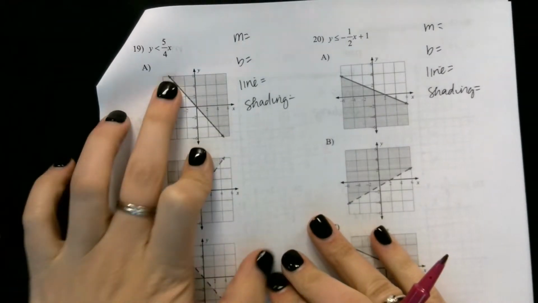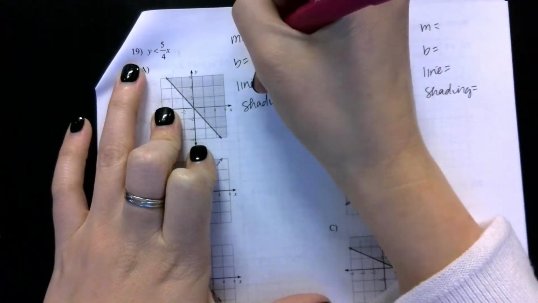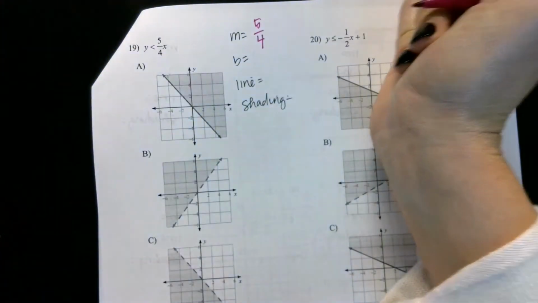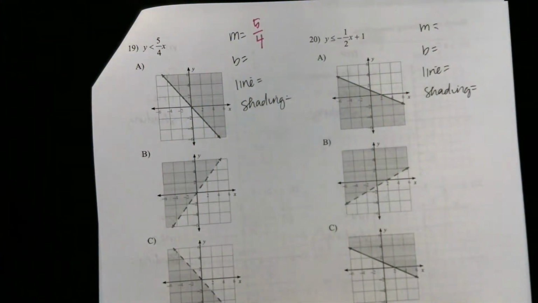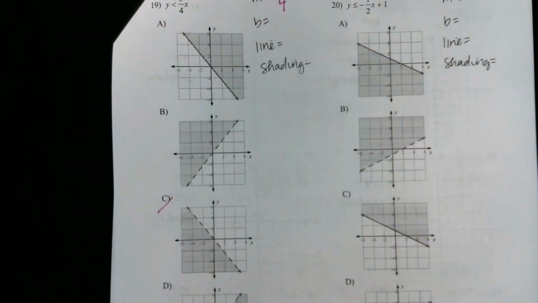Ooh, this one's a good one. Our slope is our coefficient in front of our x, which is 5/4. Is that positive or negative? Positive, good. Are there any answers we can eliminate that have negative slopes? There's one more. A.